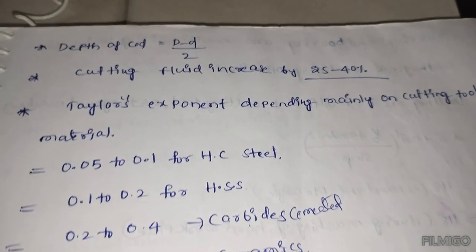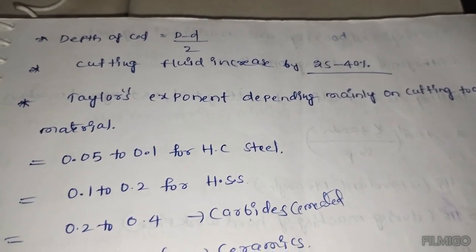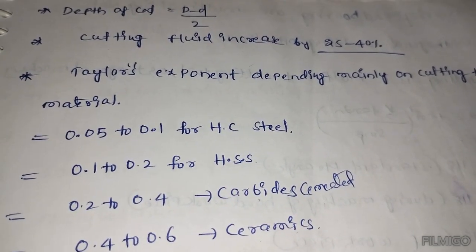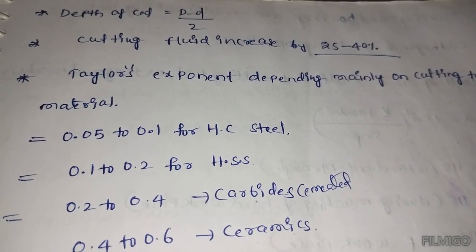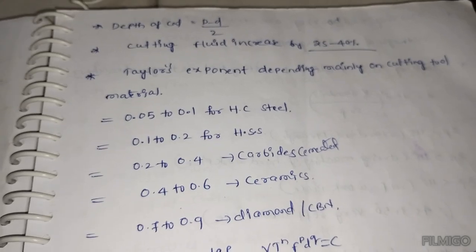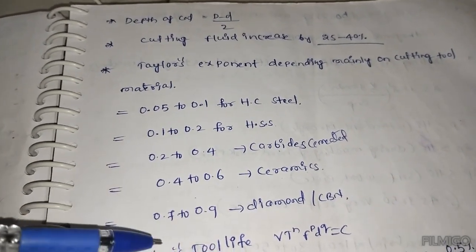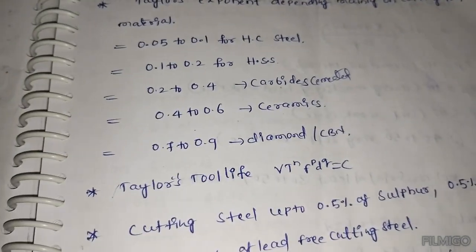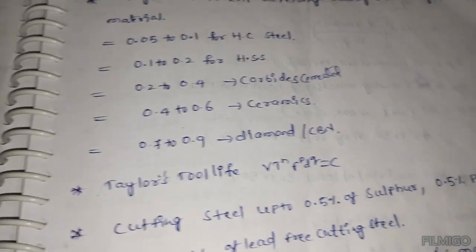Taylor's exponent depends mainly on the cutting tool material. It is 0.05 to 0.1 for HC steel, 0.1 to 0.2 for HSS, 0.2 to 0.4 for cemented carbide, 0.4 to 0.6 for ceramics, and 0.7 to 0.9 for diamond or CBN. So Taylor's tool life equation is V T^n f^p d^q = C.